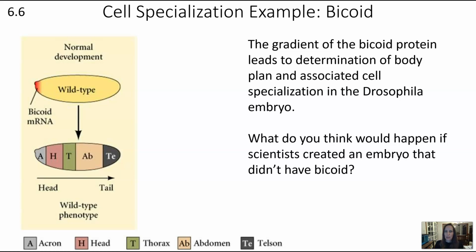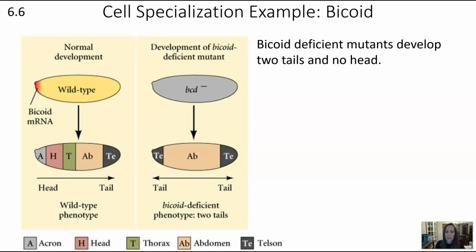In hopes that you understand this, or to check if you're understanding this, let's make a prediction. What do you think would happen if scientists created an embryo that didn't have bicoid at all? If there's no bicoid, you're not going to get a head. Because remember, it was those high concentrations of bicoid that trigger the development of a head. So if you have a bicoid deficient mutant, you're going to end up with two tails.